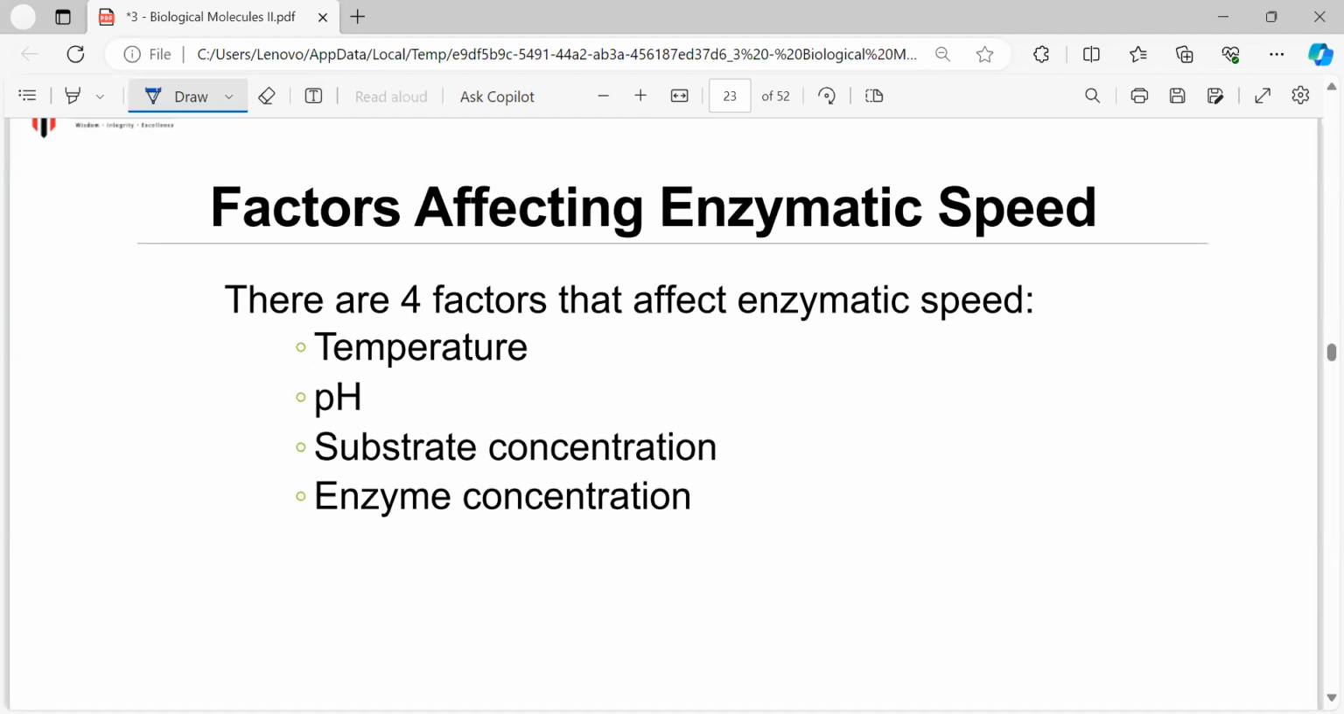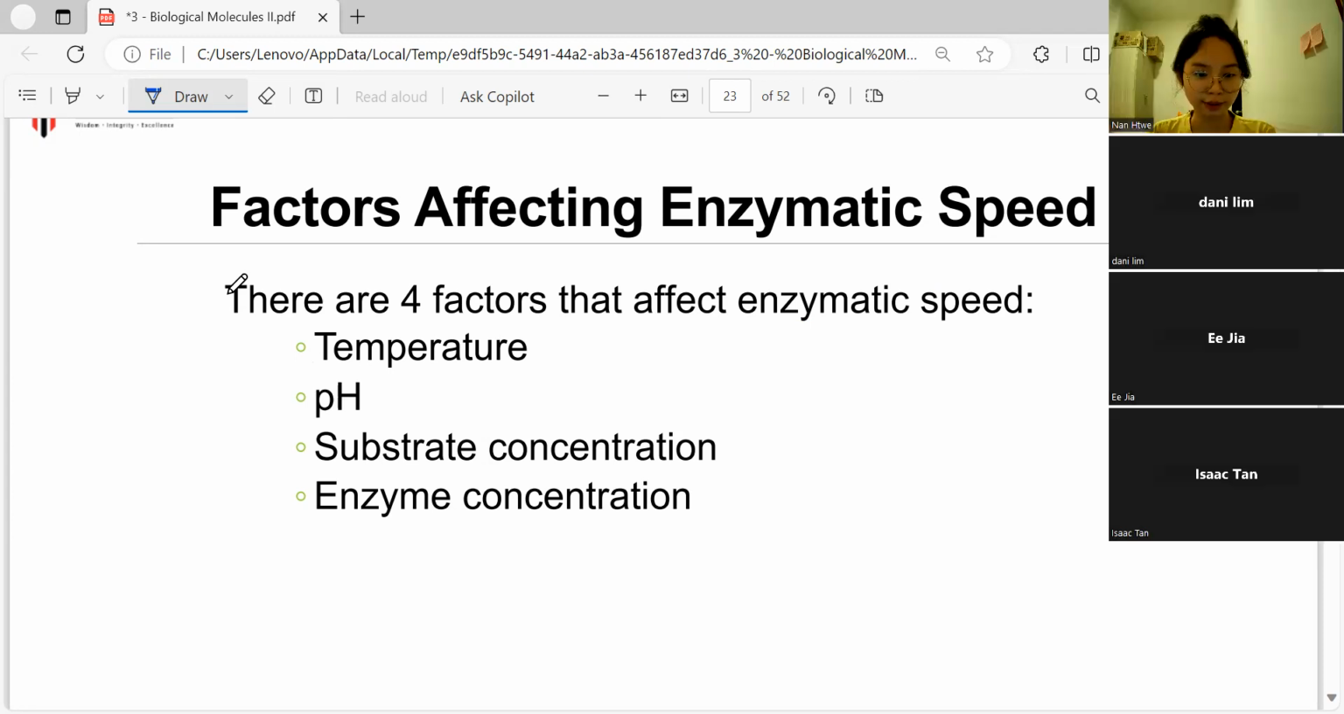So does anyone already know what is the effect of temperature on the enzyme and what is the effect of pH on the enzyme? For temperature, is it 37? Yes, that's the optimal temperature, right? Then for pH, it depends on the enzymes, right? pH depends on the enzyme. What does it mean?